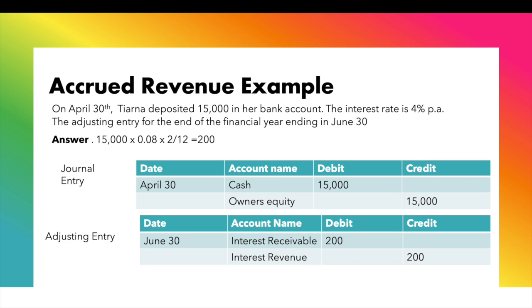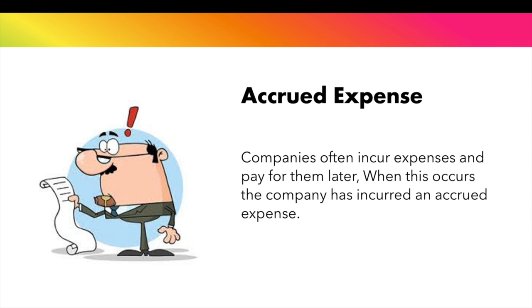Firstly, to calculate the interest per month, we have to multiply 15,000 by 8% times 2 over 12. This is because from April 30 to June 30, there's a period of 2 months. This will equal to $200. The adjusted entry on June 30 will be debit interest receivable and credit interest revenue.